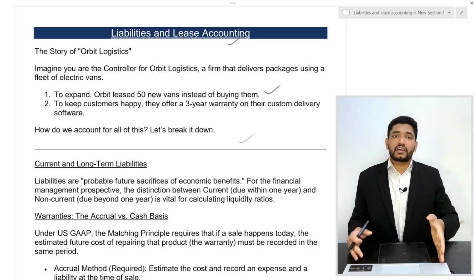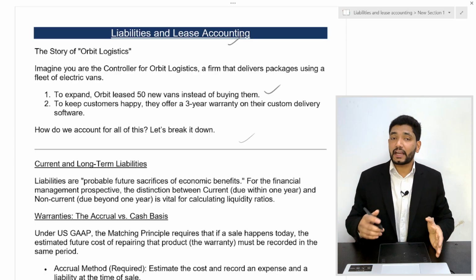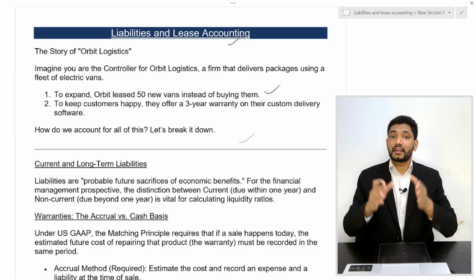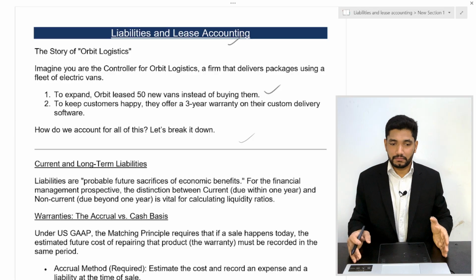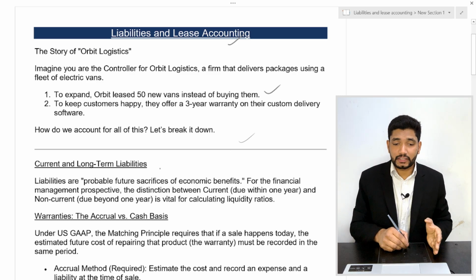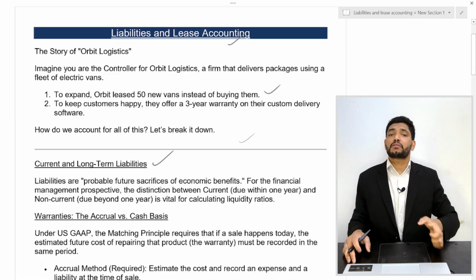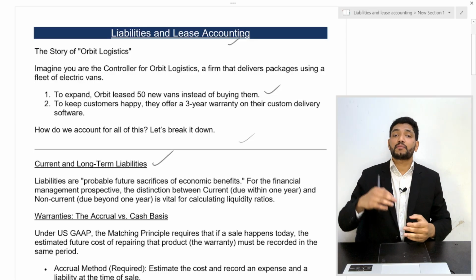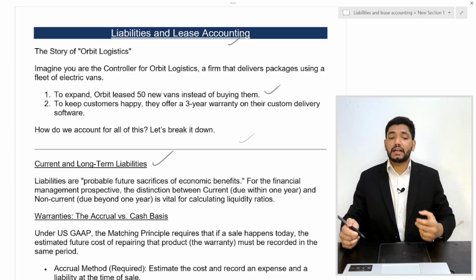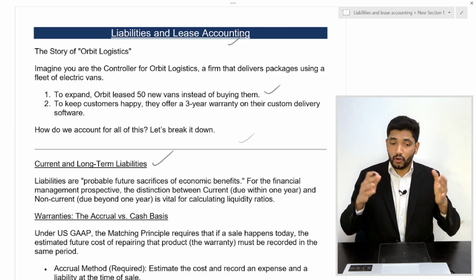So, in today's discussion, we are going deeply into how we can account for these liabilities and the lease as per US GAAP. The first thing, let's start with the current and long term liabilities. We discussed it multiple times. What is current liability? Current liabilities are the liabilities which have to be settled within 1 year, and the long term liabilities are those which have a maturity period of more than 1 year.